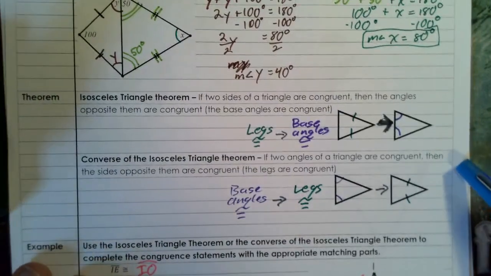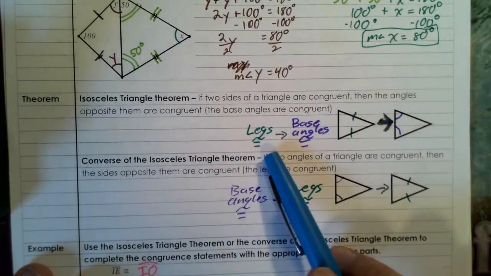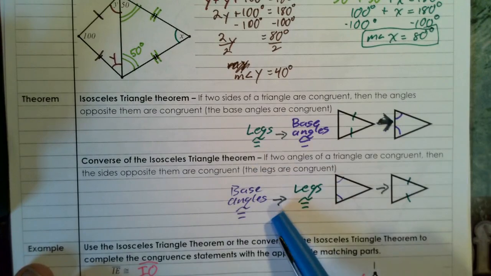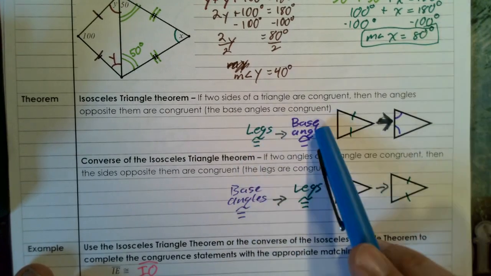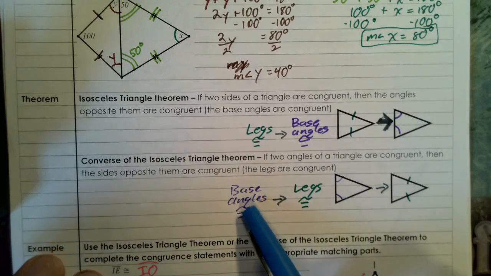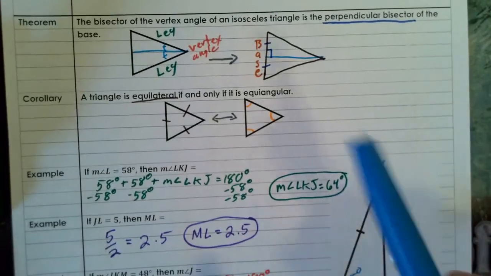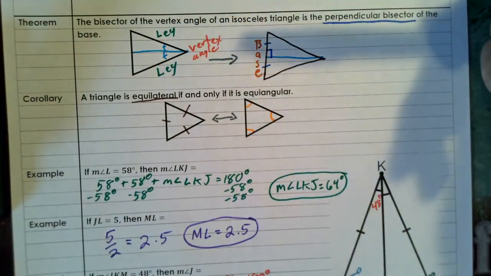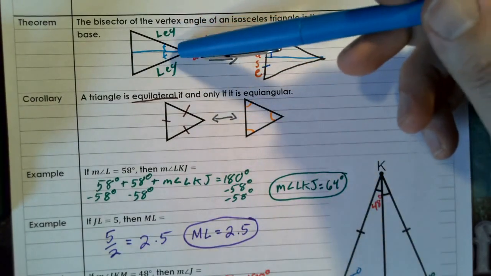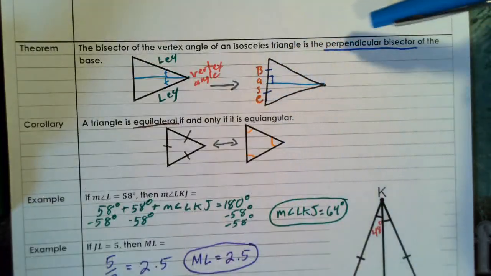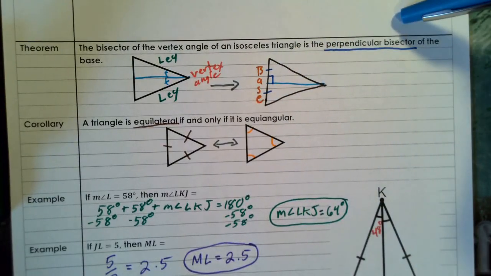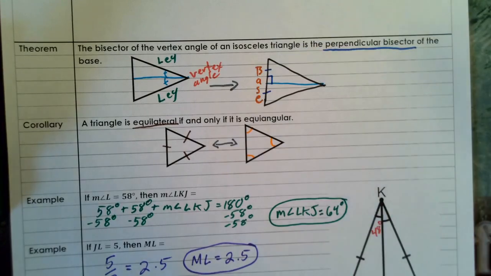And that is it for this video on isosceles triangles. A reminder that this is a nice biconditional, that if we know the legs are congruent, the base angles are congruent. If the base angles are congruent, the legs are congruent. And if you bisect that vertex angle at the top of an isosceles triangle, then the bisector is a perpendicular bisector of the base.